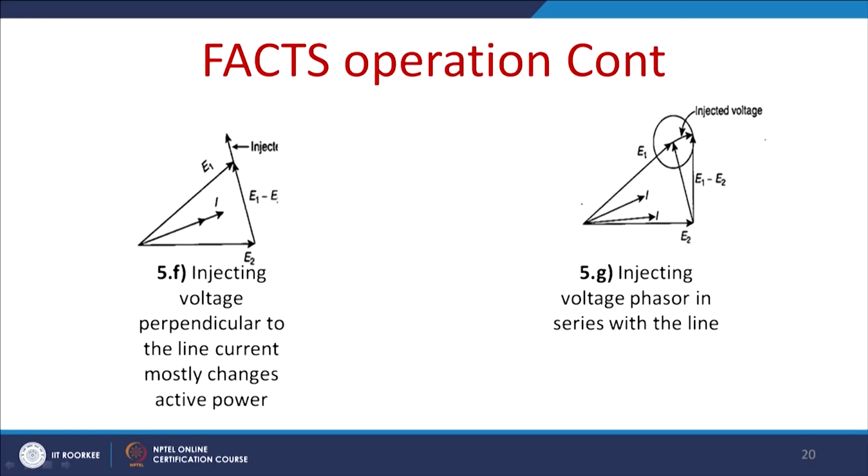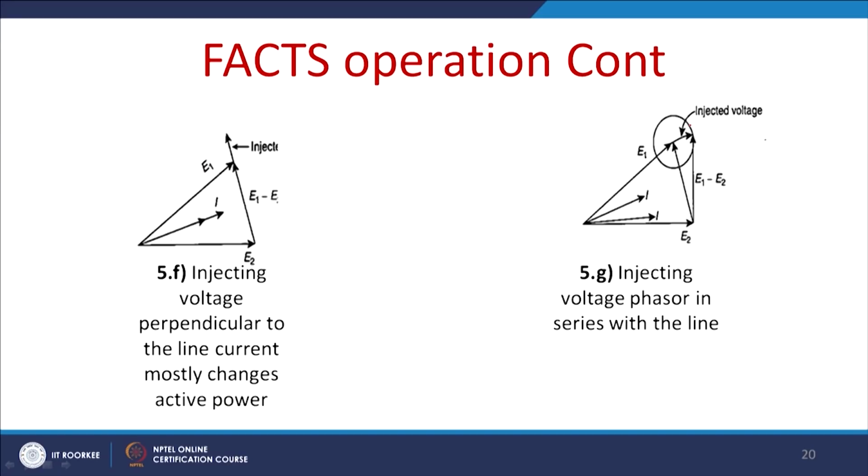Now, we can inject voltage perpendicular to the current, and that helps us to change basically the phase angle. So, when we inject voltage perpendicular to the line voltage, it mostly changes the active power of the system. And when we inject voltage in series with E1, almost in phase with it, then voltage regulation can be done by this method.